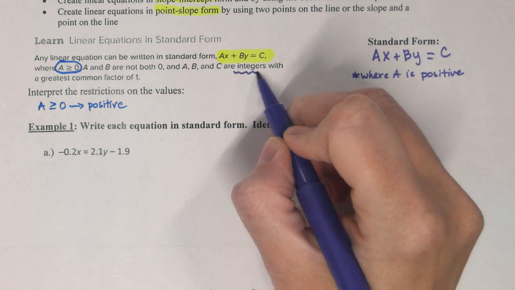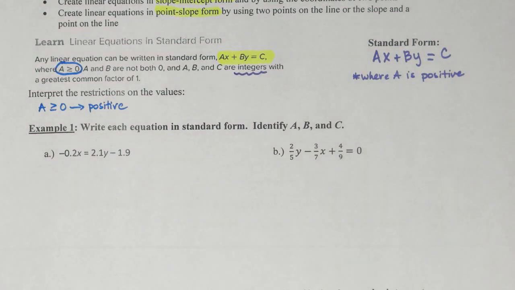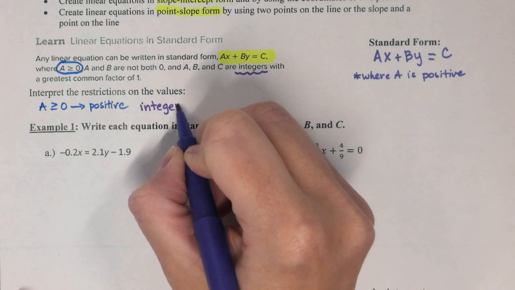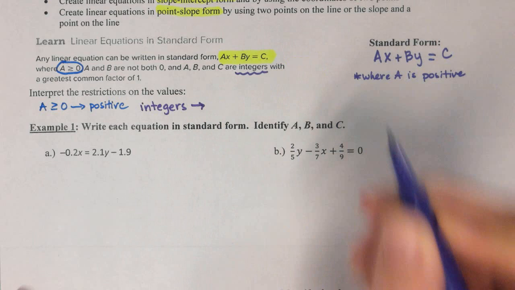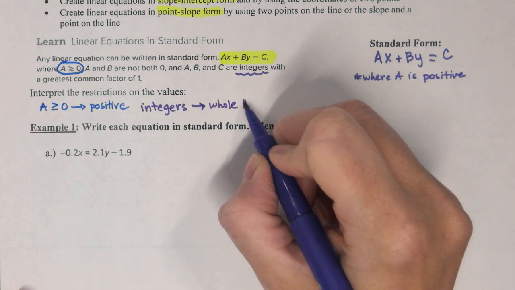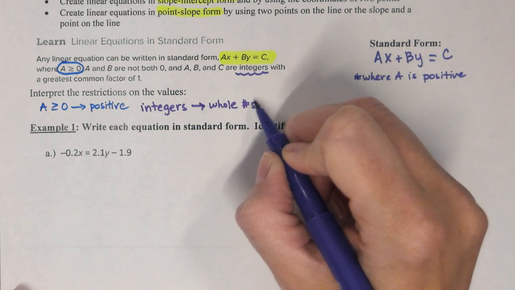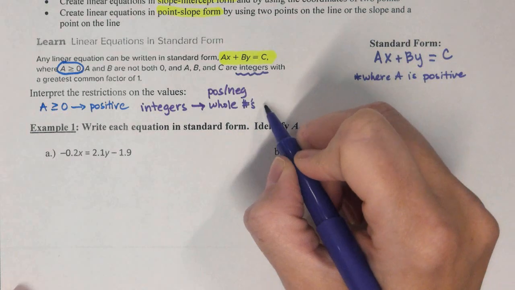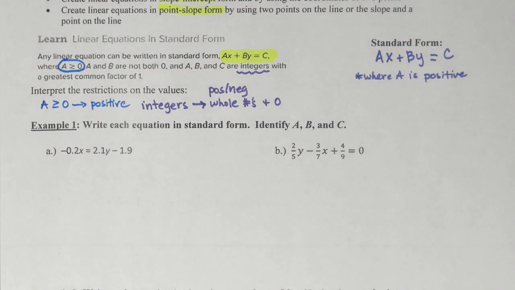So what does it mean that they have to be integers? What's an integer? A whole number that is? Positive and negative whole numbers and 0. Okay, so what doesn't that include? Fractions, decimals, okay? So if you have those, again, we're going to use a multiplying technique to undo them, okay?